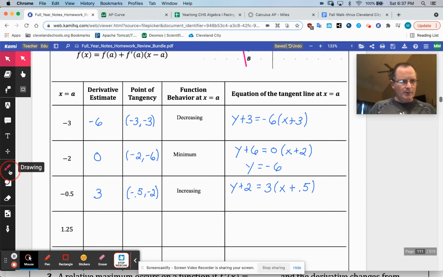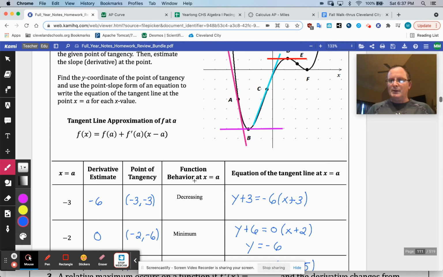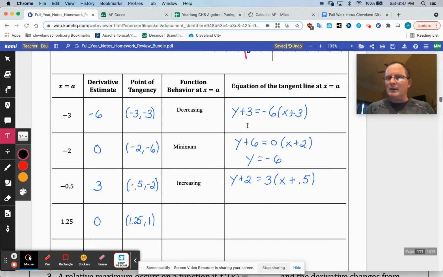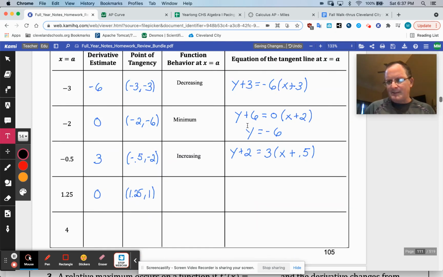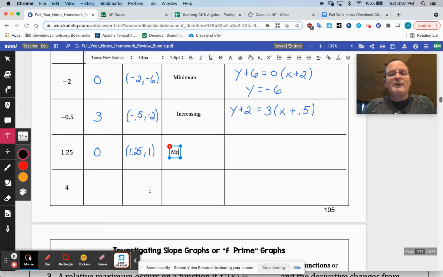All right, so let's come back over here, click a pin. So we've got a slope of 0, and the point of tangency is happening at 1.25, comma, let's look at the graph and see. Looks like 1. Yeah, 1. I think I might have said that. And at that moment, the behavior of the function is a maximum there for just a moment. It's not an absolute maximum. It's called a relative maximum. It's a moment where the slope of the tangent line is equal to 0. So we have a maximum at that moment.